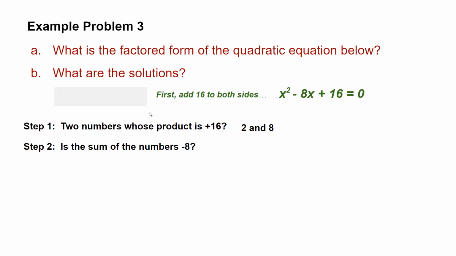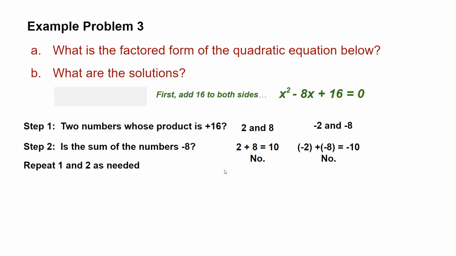Is the sum of those two numbers negative 8? Well, no, it's not. 2 plus 8 is 10. So that is not the right combination of numbers. Let's try another one. Negative 2 and negative 8. Negative 2 times negative 8. Whenever we multiply two negatives, we get a positive. So that's good. If we add those two numbers up, do we get negative 8? We do not. Negative 2 plus negative 8 is negative 10. So let's try two more numbers.